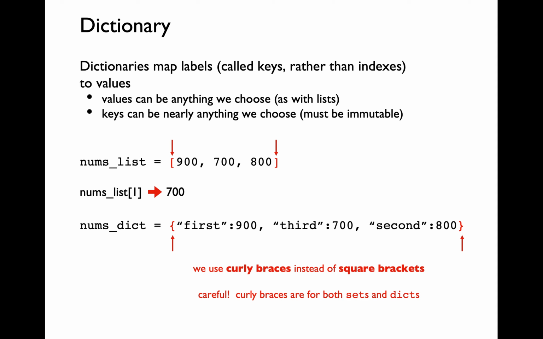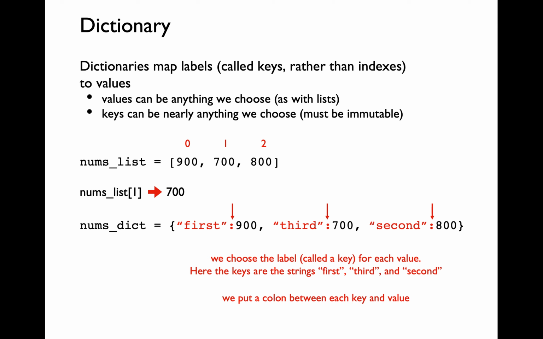Be very careful here because we have already seen another data structure which uses curly braces, that is the set data structure. So how can you differentiate between the set data structure and the dictionary data structure? You'll have to look inside the values. If you have a colon, then you have a dictionary. If you don't have a colon, then you have a set.